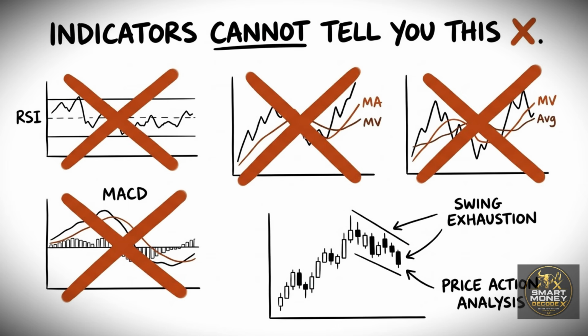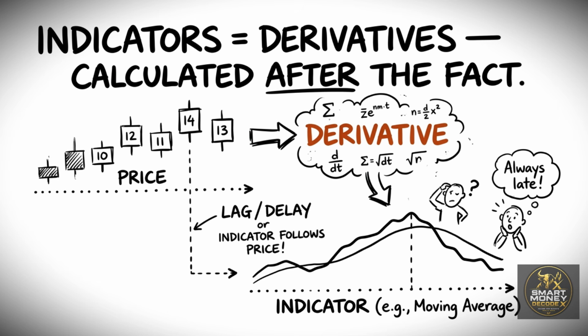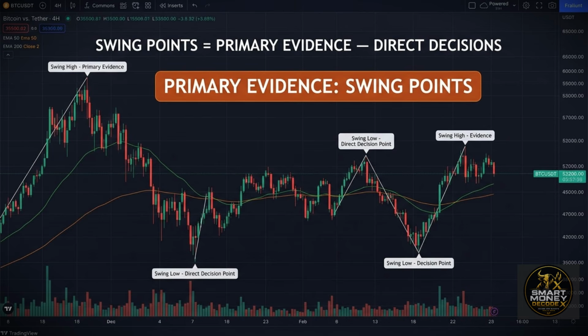This is something no indicator can tell you, because indicators are derivatives of price. They are calculations applied after the fact. But swing points are primary. They are the direct evidence of where buyers and sellers made their decisions. And the quality of those decisions, visible in the size and spacing of swing points, tells you the health of the trend in real time.